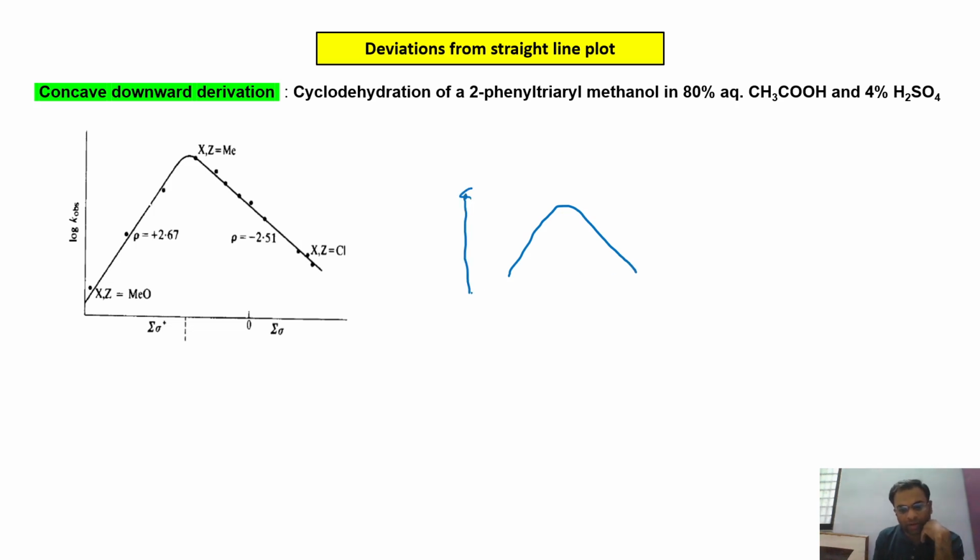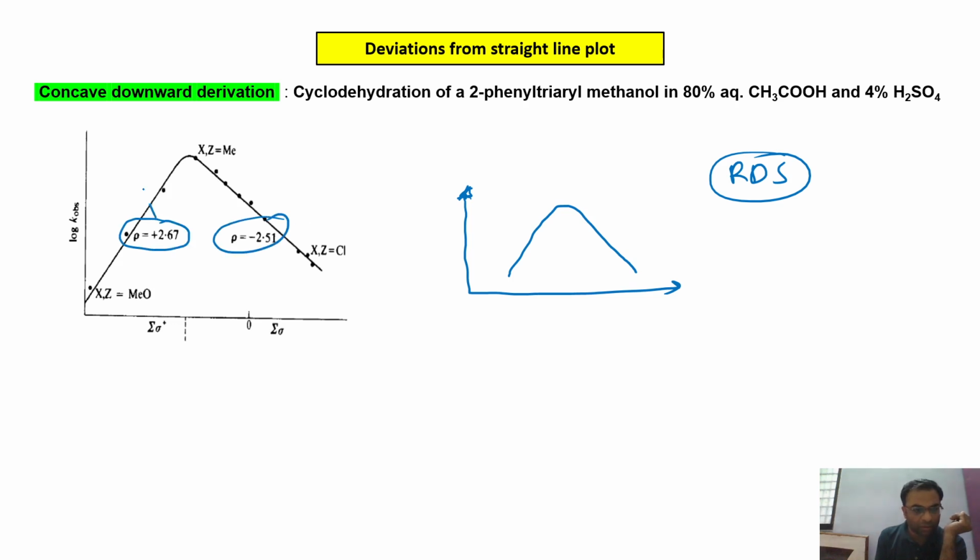For this reaction, we have a concave downward deviation, which indicates that the rate determining step of the reaction is changing. So this is all about the concave downward deviation. We have two rho values. This is for the electron donating group, where the formation of carbocation is faster, but the attack of the phenyl ring on the carbocation is slower. And we have a negative rho value, that is minus 2.51, for the electron withdrawing group, which indicates that the formation of carbocation is the rate determining step.